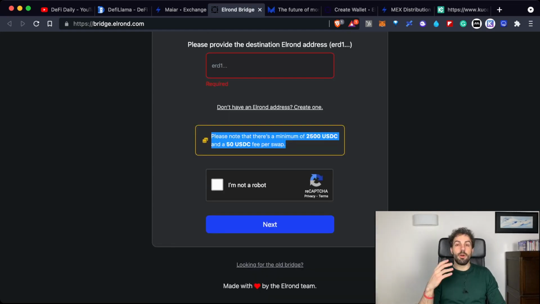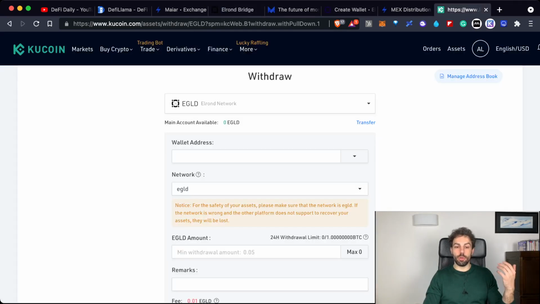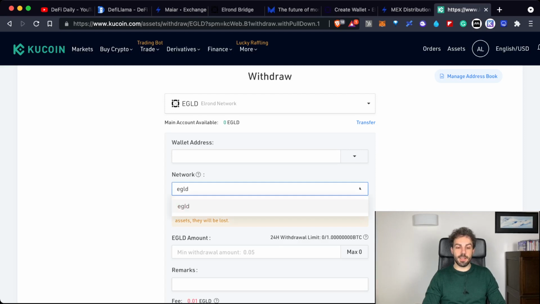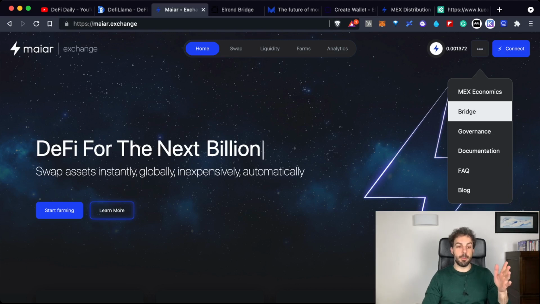As you can see here, note that there is a minimum of 2,500 USDC and a $50 USDC fee per swap. And that's quite a high fee. My advice is that it's much better to just use an exchange. For example, in this case, we can use KuCoin. You just have to swap the coins that you already have inside your KuCoin account. Just go on withdraw, select Elrond, select the network. As you can see, the network is the Elrond network, and move the amount that you want to move. That's quite a bit cheaper because the fees on the Elrond network are much lower than using a bridge through Ethereum. Once you have your Elrond coins in your wallet, you can start using the MAIAR exchange.